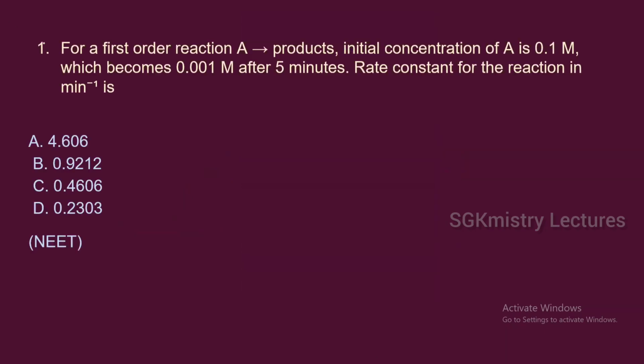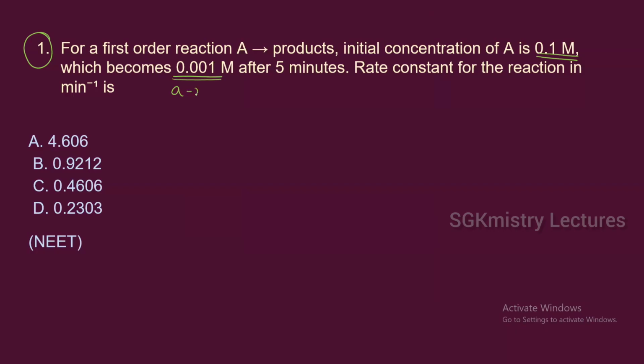Let us start with question number 1. For a first order reaction, A gives products. Initial concentration of A is 0.1 molar, which becomes 0.001 molar after 5 minutes.